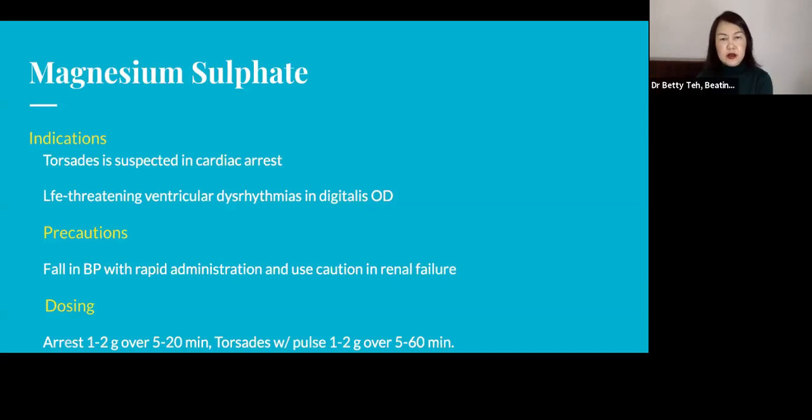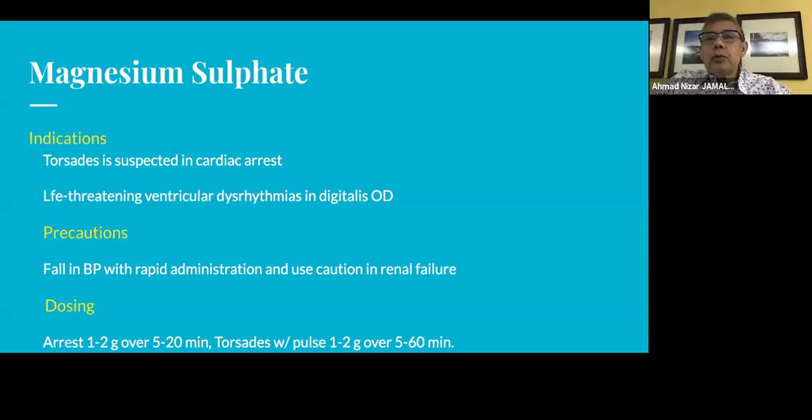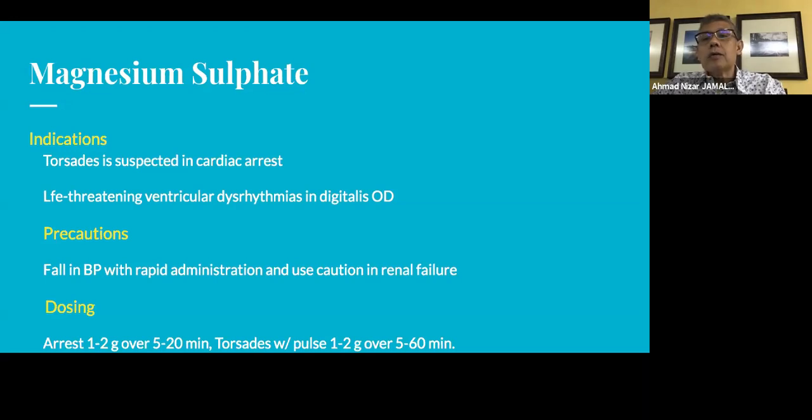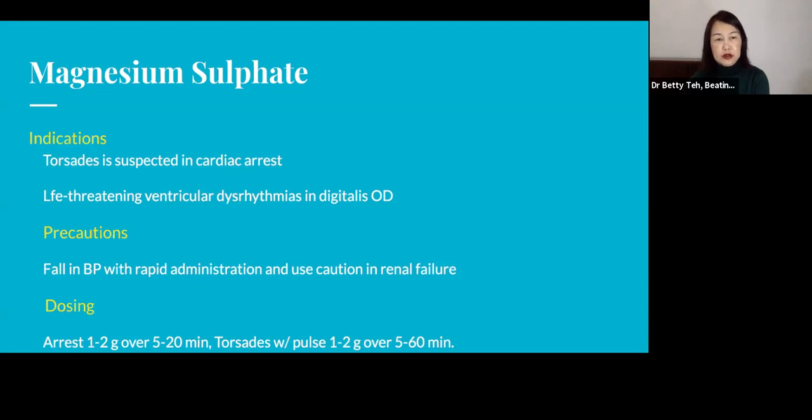And how effective is magnesium sulfate in the treatment of ventricular tachycardia, arrhythmias? If it's due to hypomagnesemia, it is useful. But you need to look at the calcium levels, the potassium levels as well, because those would be primarily the cause of such arrhythmias as well. So if you find that both calcium and potassium are normal, then you may suspect hypomagnesemia as a cause. You can try magnesium sulfate actually. I didn't realize that it can cause a fall in blood pressure. It does.